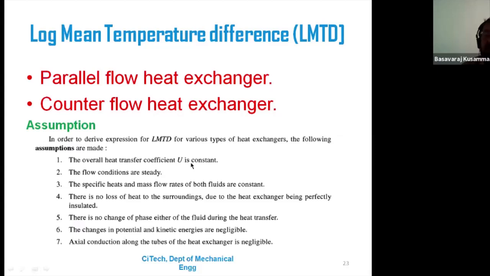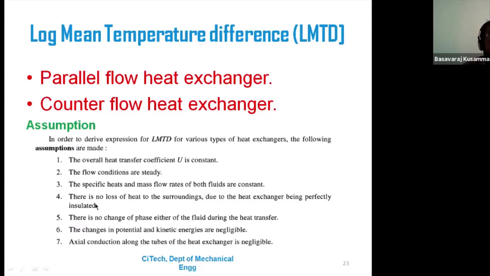So the first is that the overall heat transfer coefficient is constant, and the second is that the flow conditions are steady, meaning the velocity of the fluid flowing in the heat exchanger does not change with time. Third, specific heats. The specific heats of the hot fluid and the cold fluid, and the mass flow rates of the hot fluid and the cold fluid, are both constant. So the mass flow rate does not change along the length of the heat exchanger.